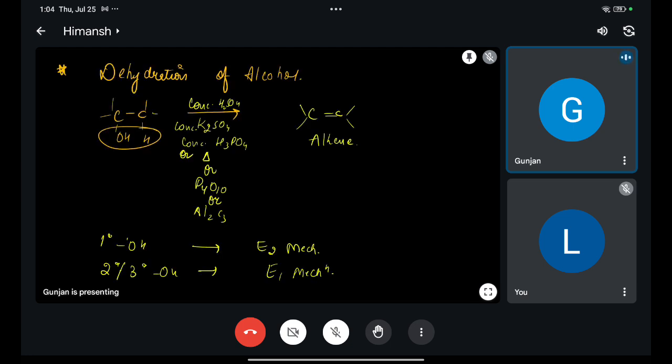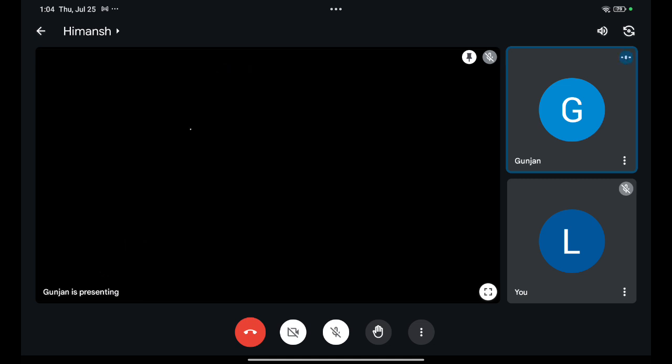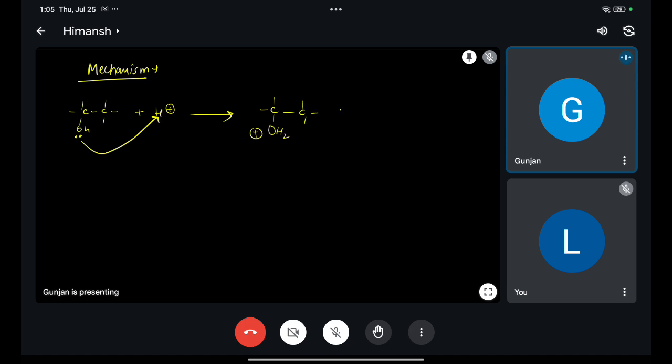Now we have to discuss the mechanism, how the mechanism goes for this reaction. Let's say we have a carbon with OH attacked by an H positive, that is an acid. Oxygen contains a lone pair. H positive is electron poor, so oxygen donates electrons to it and creates OH2 positive. Since oxygen bearing a positive charge is unstable because it is an electronegative atom, it will eliminate in the form of water. And we are getting a carbocation at that position like this.